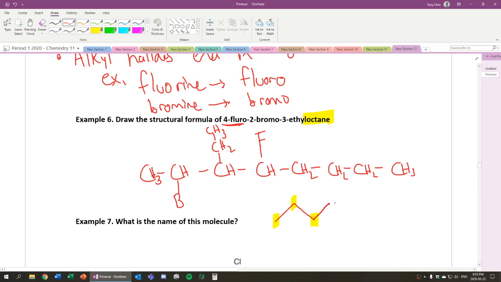This will be butane, pentane, hexane, heptane, and octane, where each of these corners is a carbon. So that means again, on the second carbon, that should be Br by the way, there's a bromine. On the third carbon, there's an ethyl group. On the fourth carbon, there's a fluorine. And that's how you could draw it like a skeleton.